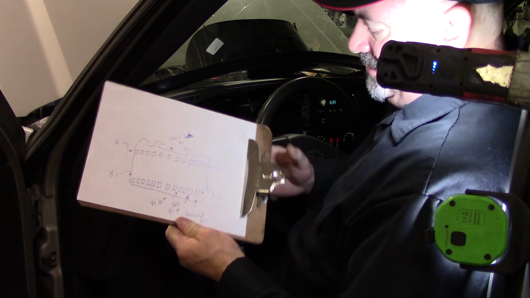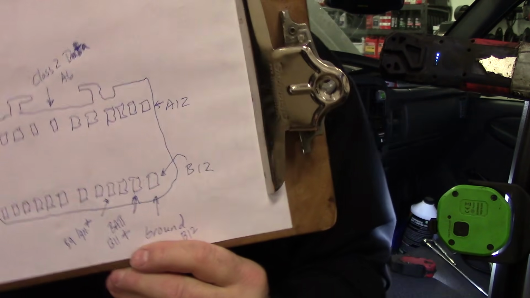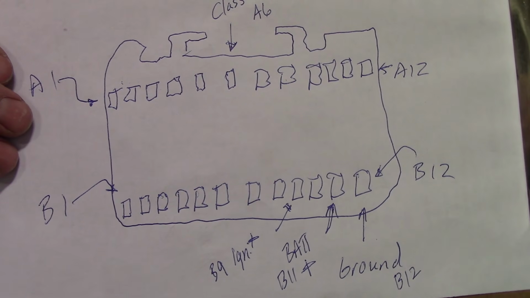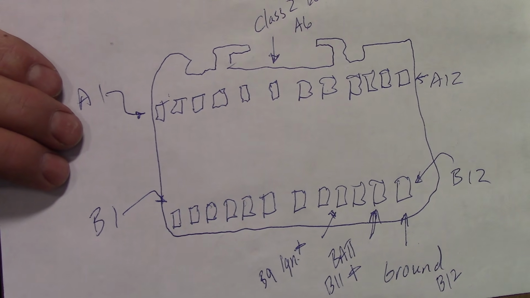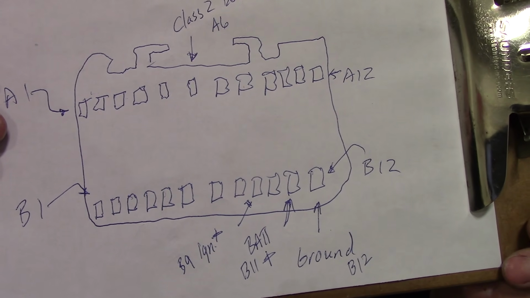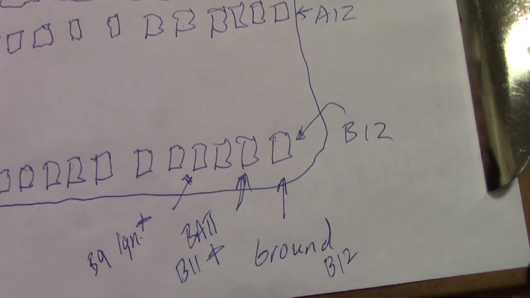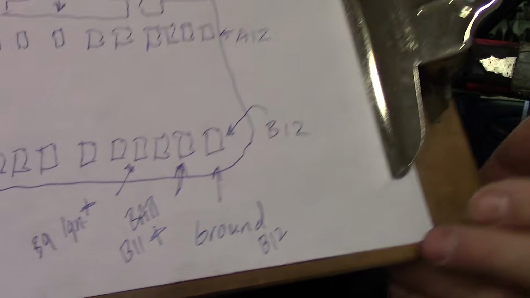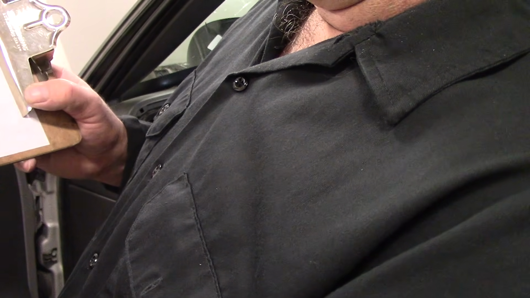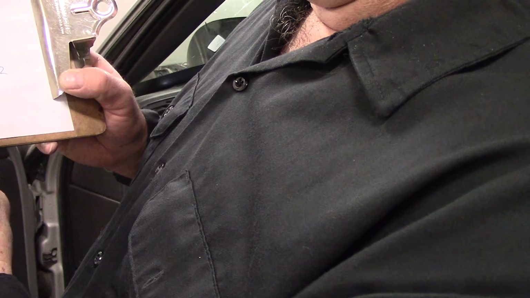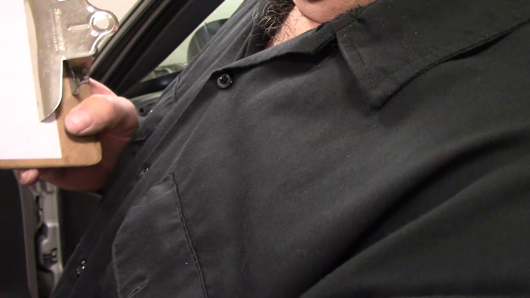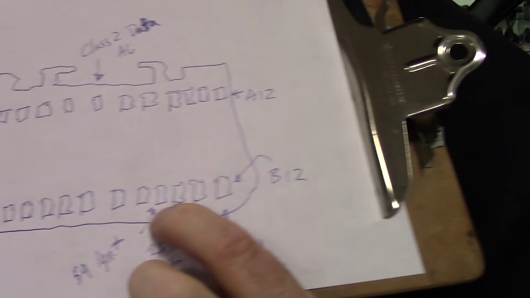Got a handy dandy connector view here. See if you can see this. You can screenshot it. That's the end of the connector view, in that lower corner there. B12 is the ground, and then B11 is battery positive, and then you also want to check for battery ignition on B9 there.